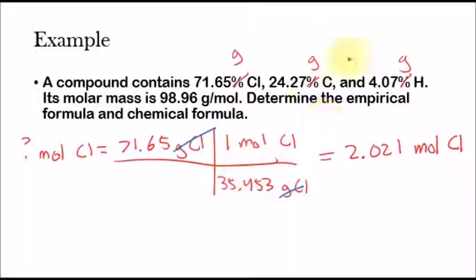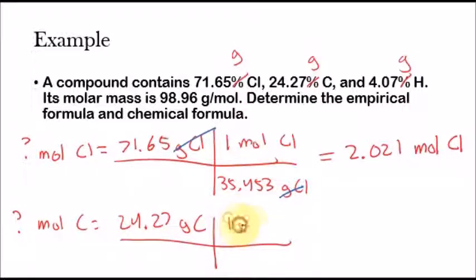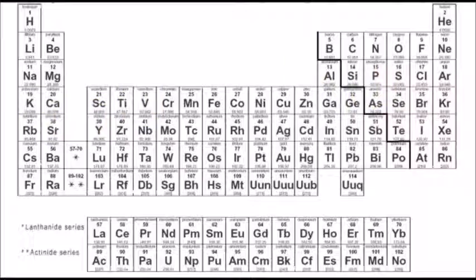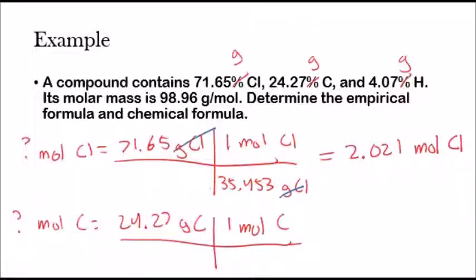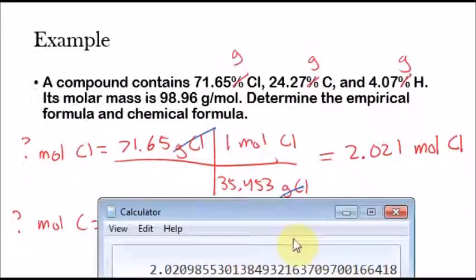Now let's go ahead and do this for the next element. For carbon, we want moles of carbon, and we're given 24.27 grams of carbon. From here we know that 1 mole of carbon, if you look at the periodic table, the average atomic mass of carbon is 12.011, therefore 1 mole of carbon is going to have a mass of 12.011 grams. Then units cancel out, grams of carbon cancels out with grams of carbon. We're left with what we wanted, which is moles of carbon. Then we can go ahead and do the math here.